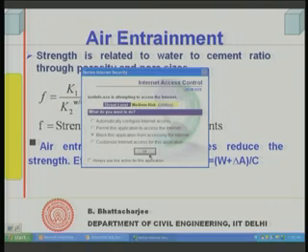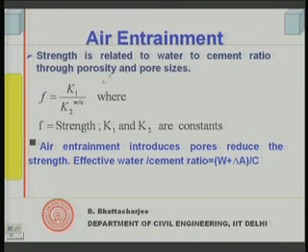Use the W plus delta A divided by C relationship for the water cement ratio, in the same relationship, to get the strength of concrete. So, this is how air entrainment can reduce the strength by as much as 5% or so. But if you do not mind, because it gives you other positive effects in terms of freeze thaw resistance.